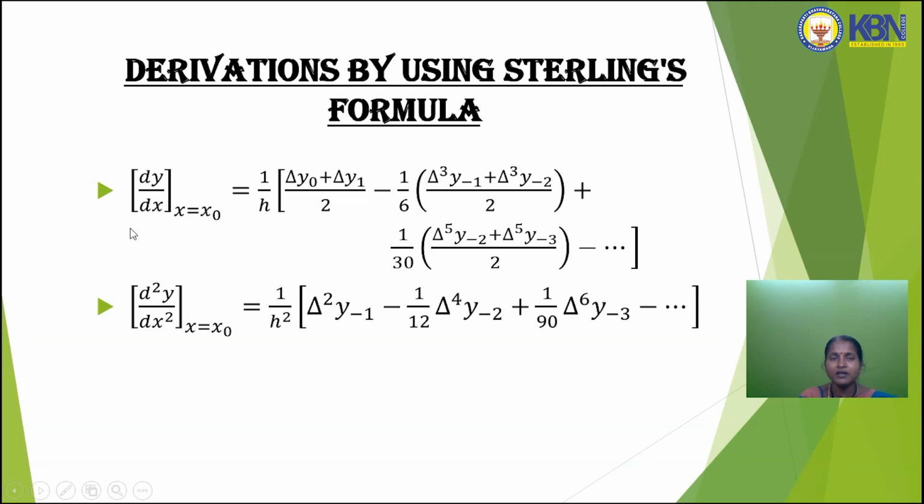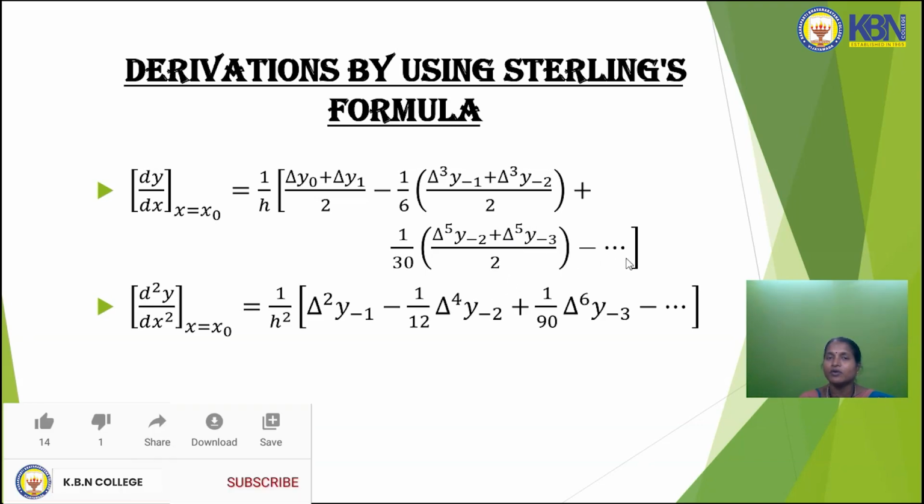Again we can repeat. First derivative form goes to dy by dx at x is equal to x naught is 1 by h into delta y naught plus delta y1 by 2 minus 1 by 6 delta cube y minus 1 plus delta cube y minus 2 by 2 plus 1 by 30 delta power 5 y minus 2 plus delta power 5 y minus 3 by 2 and so on. Here you can remember all are odd terms: delta power 1, delta cube, delta power 5. You can shortly remember these all are odd terms.